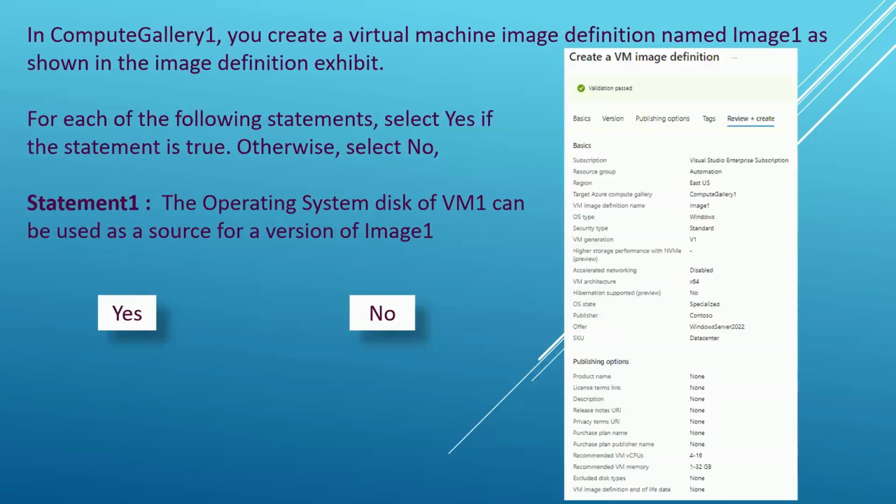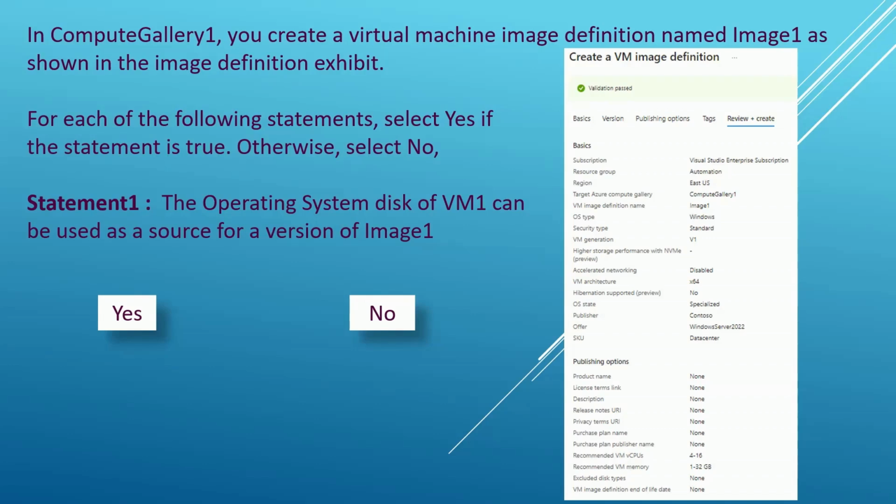In Compute Gallery 1, you create a virtual machine image definition named image1 as shown in the exhibit on the right hand side of the screen. Go through the exhibit and then you have some statements and you need to tell whether these statements are right or wrong. So let's first go through the exhibit. The VM image definition region is East US. Again, the target Azure Compute Gallery is Compute Gallery 1. Definition name is image 1. OS type is Windows. Security type is standard. And you can see VM generation is mentioned as V1, which is first generation.